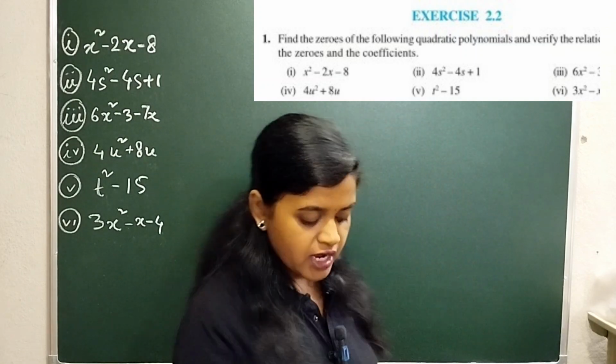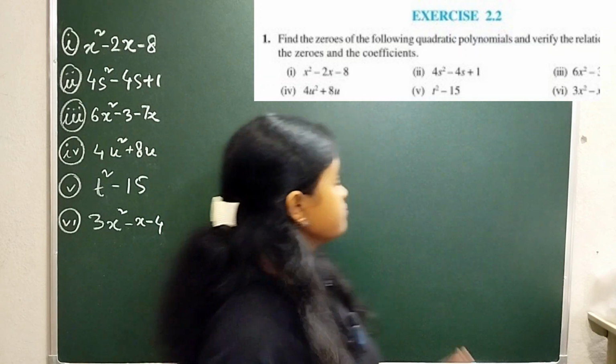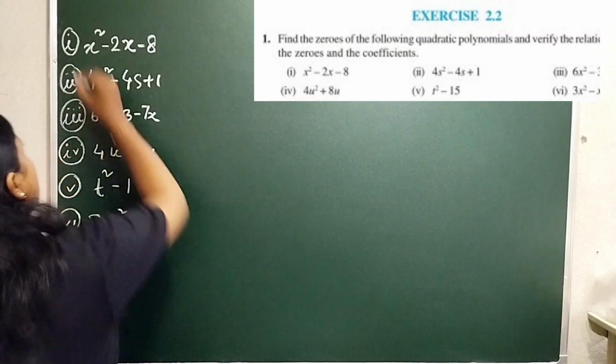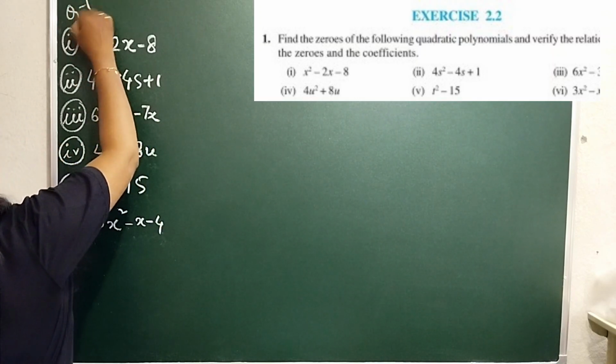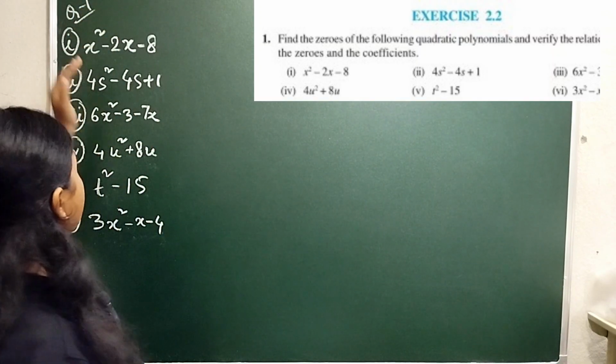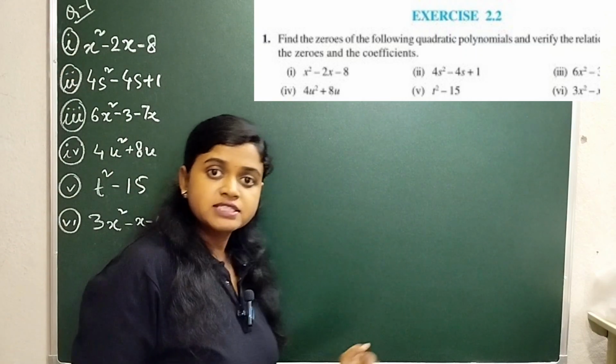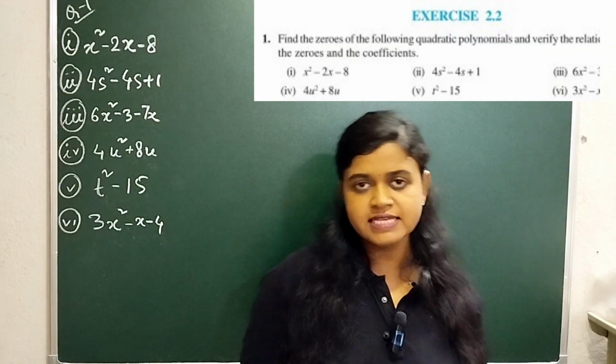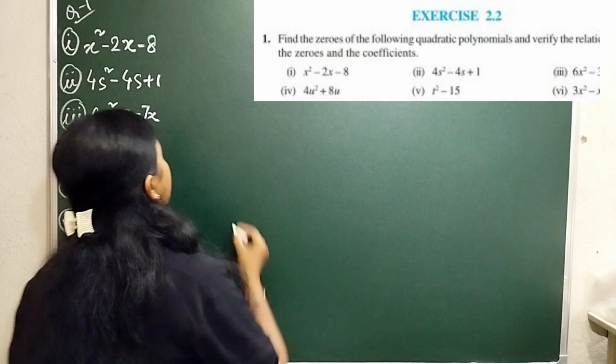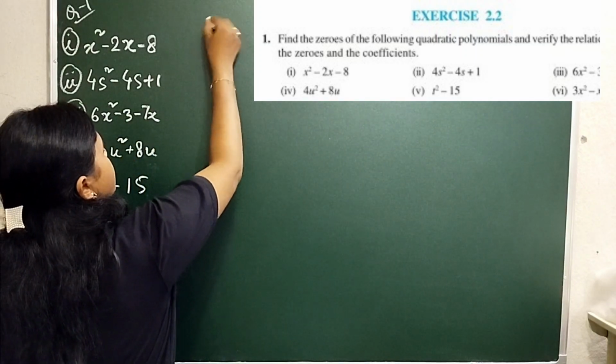In this session, we will discuss some questions related to the previous video. That means we discussed how to find out the relationship between the zeros and the coefficients of the polynomial. This is exercise number 2.2. First we discuss question number 1, and in question number 1 we have 6 parts, and we will discuss these 6 parts in this session. So let us start with question number 1.